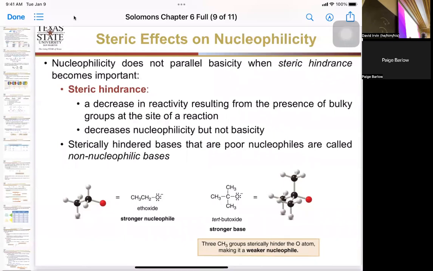In fact, this right here, write this down. T-butoxide we call a non-nucleophilic base. It is so sterically hindered, it almost never acts as a nucleophile. It almost always acts as a base. And that's because of steric hindrance. Non-nucleophilic base, T-butoxide, almost always acts as a base and not a nucleophile. Okay.